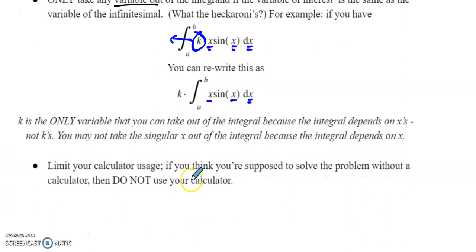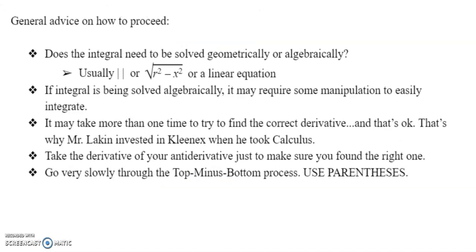What else? Limit your calculator usage. If you think you're supposed to solve the problem without a calculator, don't use your calculator. Maybe you try to check with it, but fnInt is really something you should only be using on a calculator active portion. Right? General advice. Think about the integral being geometric first, okay? Absolute value, those square roots of something squared minus x squared, or a line, those can easily be drawn out and use geometry. Way easier, okay?